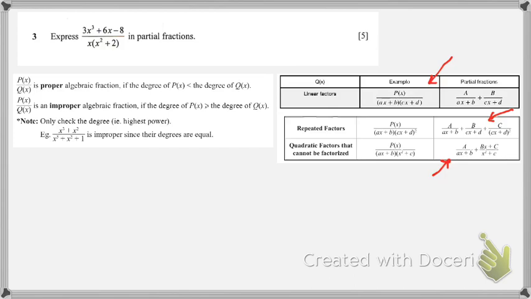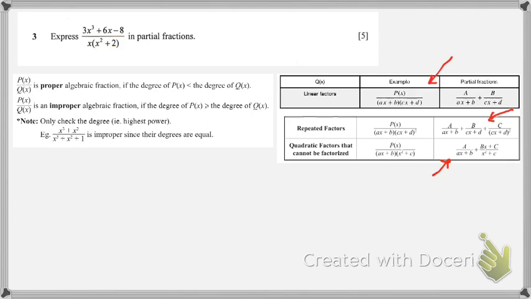So the very first step of solving partial fractions is to ensure that the fraction is a proper fraction. That means the degree of the numerator must be less than the degree of the denominator. If the numerator has a degree that is bigger than the denominator, we have to use the long division method to make it become a proper fraction.